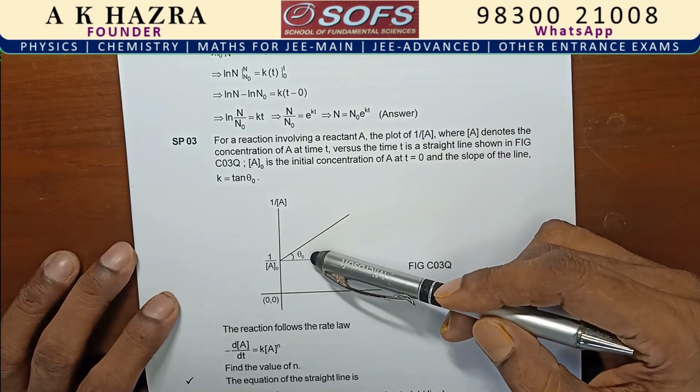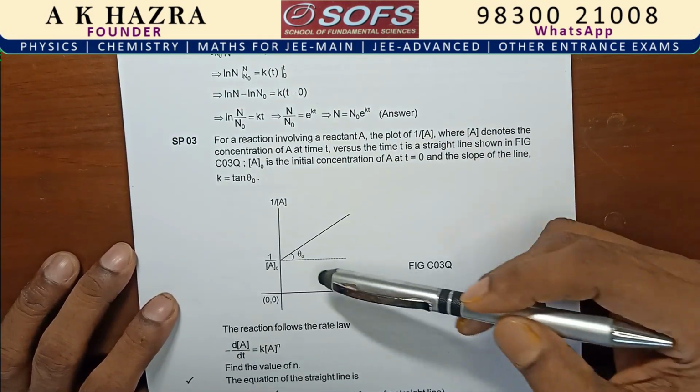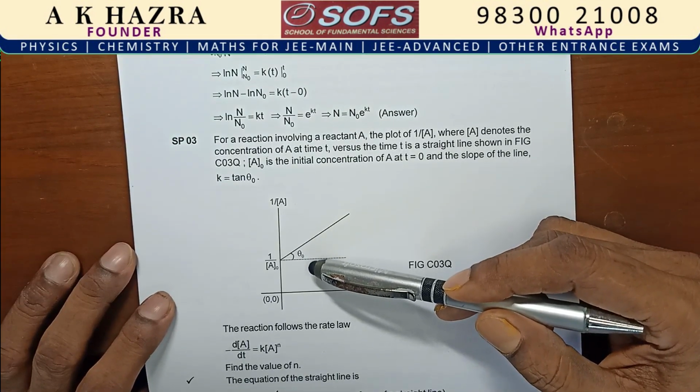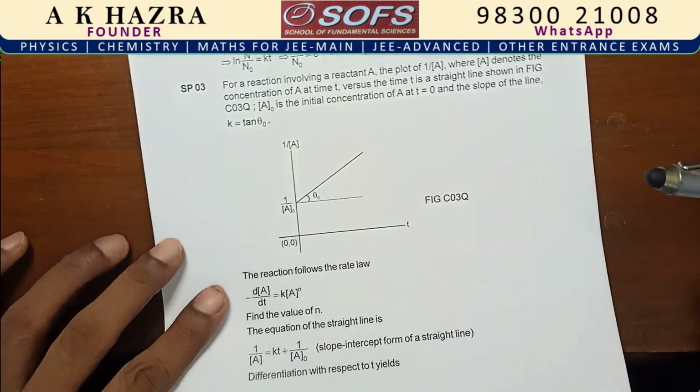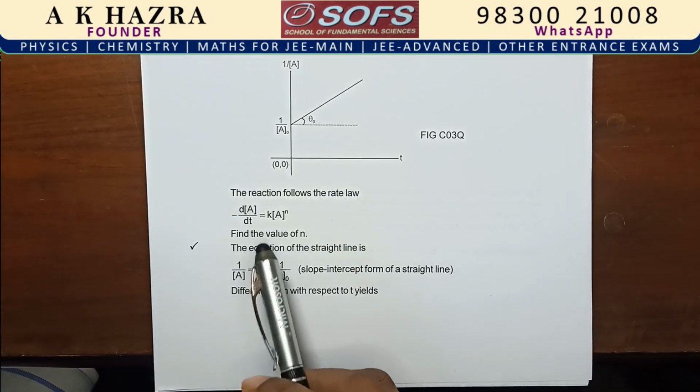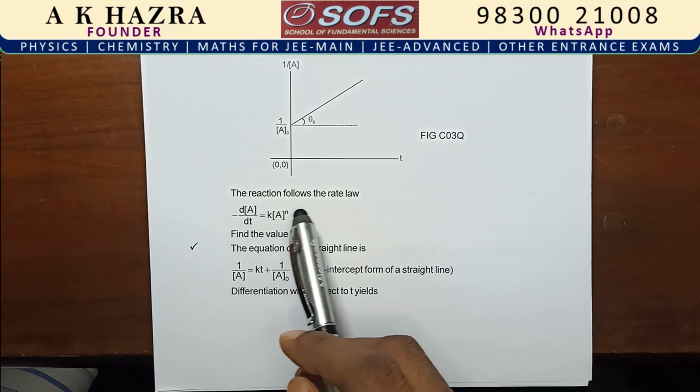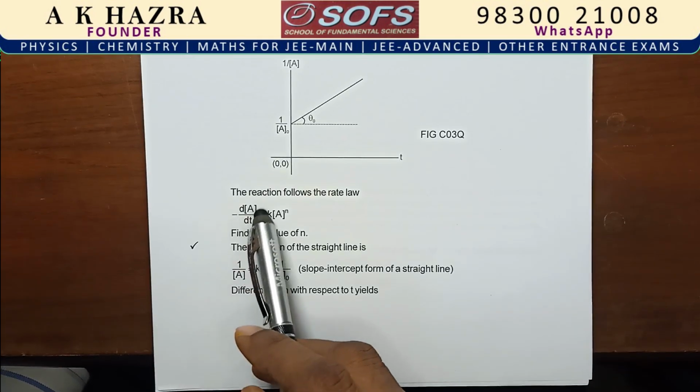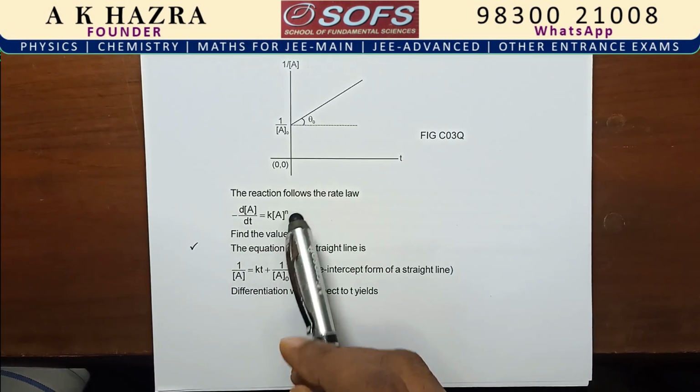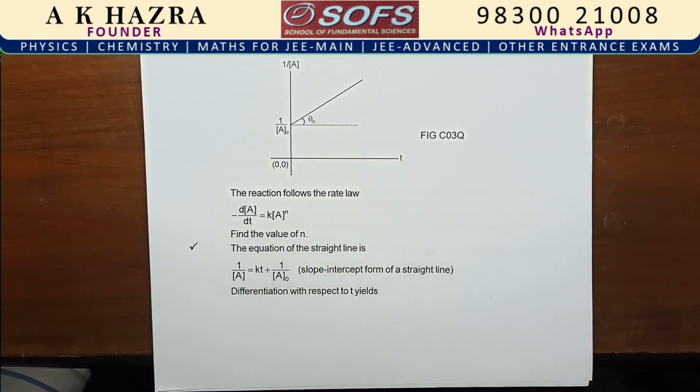So what is the slope? You know, tan theta naught is equal to k. And clearly theta naught lies in the first quadrant. So k is a positive constant. Now, what is given? The reaction follows the rate law, minus d[A]/dt is equal to k [A] to the power n. We have to find the value of n.